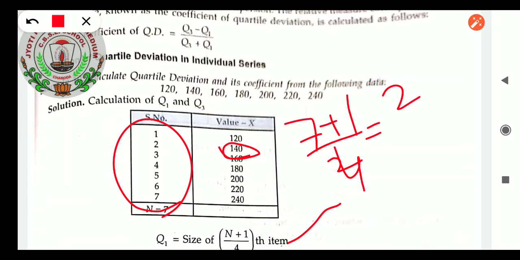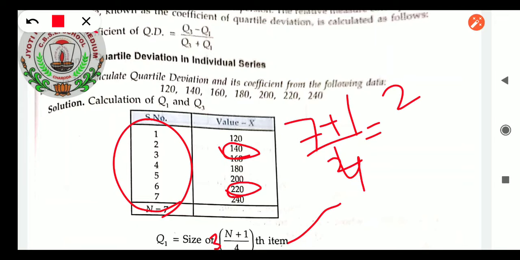Size of 3, that is the 6th item, that is Q3, 220. So in the individual series, we have taken Q3 and Q1. As I said, the formula is there: size of (n plus 1) by 4th item for Q1. Same way, the formula for Q3 is size of 3 into (n plus 1) by 4th item.